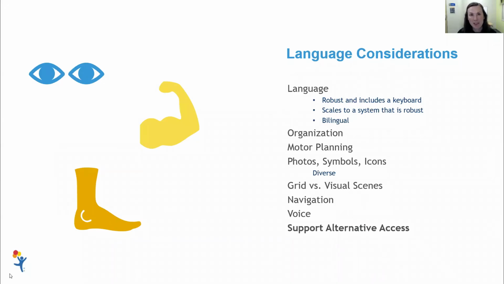So the final language consideration is going to be supporting alternative access. Alternative access is for individuals who aren't able to touch the device on the screen with a finger or their hand effectively and efficiently. So we may consider other options, such as using our eyes, our elbows, shoulders, head, any other part of our body to gain access to the language. And this requires a little bit more problem solving. This is typically for individuals who have more difficulty with the volitional control of their hands or other parts.